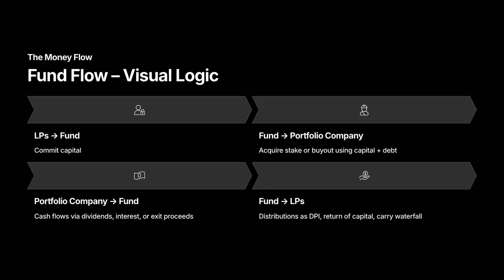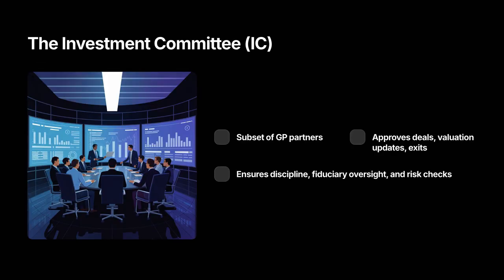The Investment Committee, IC. Inside the GP, the Investment Committee is the highest decision-making body. It includes senior partners who approve deals, review valuations, and sign off exits. The IC acts as a guardrail, ensuring discipline, fiduciary duty, and risk oversight. Nothing important moves without IC approval.